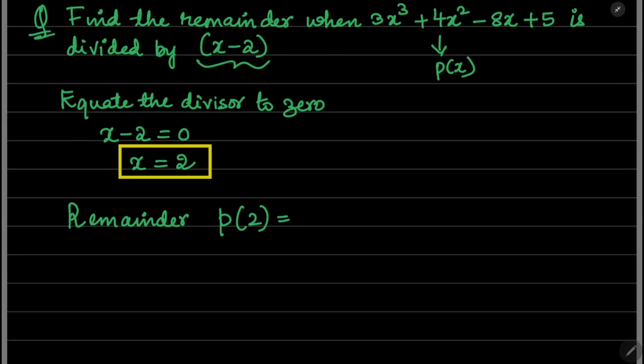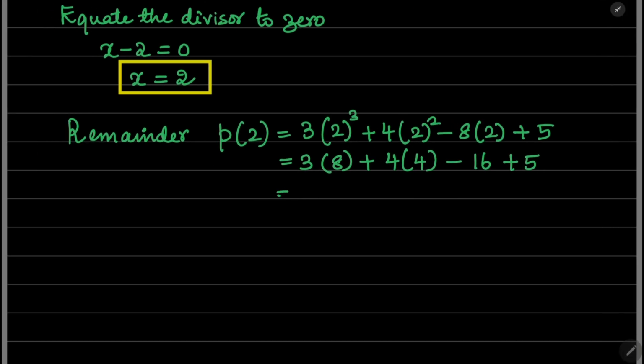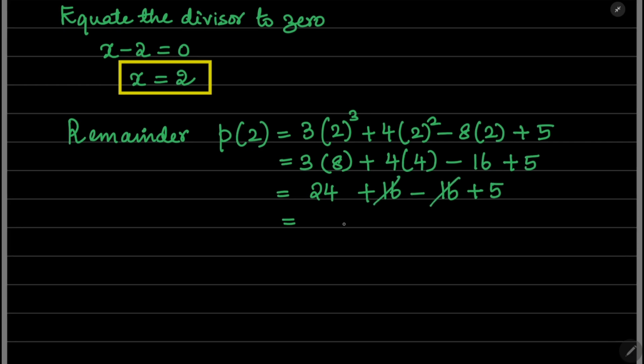Let's find out. p of 2 will be equal to 3 into, instead of x I'll put a 2, so 2 cube plus 4 into 2 square minus 8 into 2 plus 5. Let us calculate. 3 multiplied by 8 plus 4 multiplied by 4 minus 16 plus 5. So it will be 24 plus 16 minus 16 plus 5. Plus 16 and minus 16 will get cancelled. 24 plus 5 is 29, and that's your remainder.